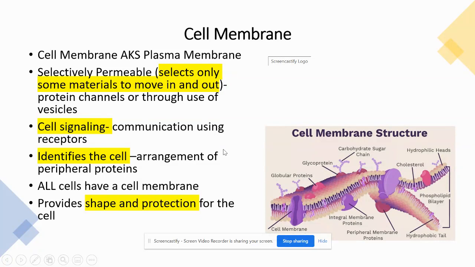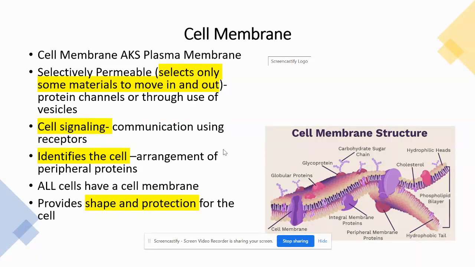So the picture you're looking at is the cell membrane. It's actually a very complex structure that has proteins and carbohydrates and cholesterol. The main component is a phospholipid bilayer that is selectively permeable, which means it decides what materials are able to move in and out. And there are various ways that it moves in and out of the cell membrane.